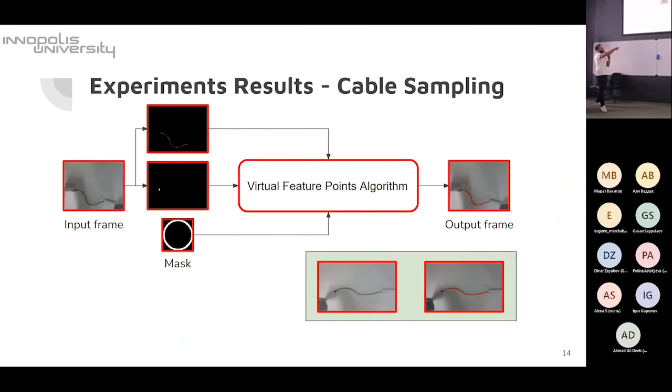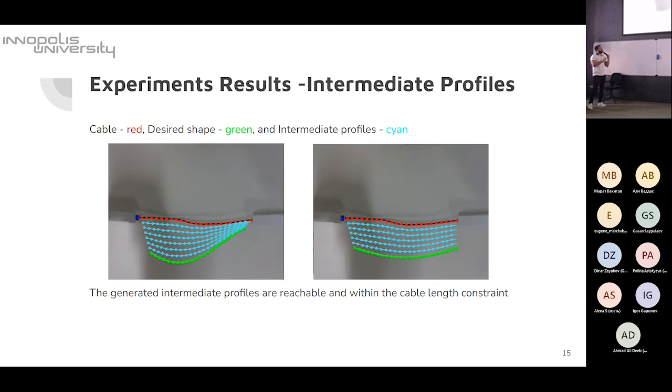Here is another example, which shows how the cable is sampled. For the intermediate profile, after we get the cable sample, we generate the desired profile based on the number of the cable points. After that, we generate the intermediate points. Here you can see each intermediate point can be considered as a local desired profile that guides the cable towards the final desired profile.